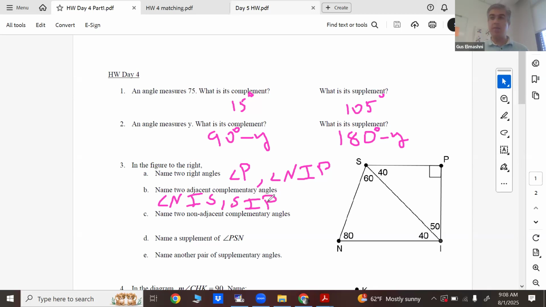Those add to 90, right? And they're right next to each other. Two non-adjacent complementary angles. So they're not next to each other, but they add up to 90. You could say angle ISP, which is 40, and then angle SIP.